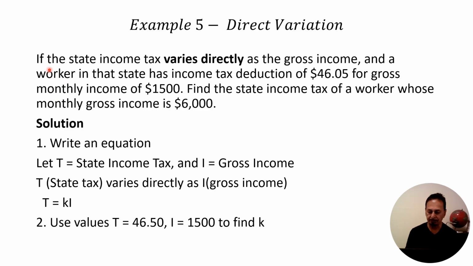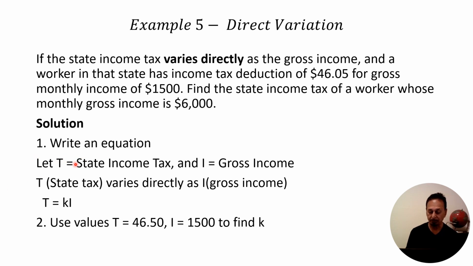Example 5. If the state income tax varies directly as the gross income and a worker in that state has an income tax deduction of $46.05 for a gross monthly income of $1,500, find the state income tax of the worker whose monthly gross income is $6,000. First step is we're going to write the equation.